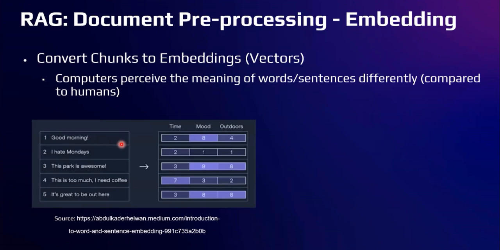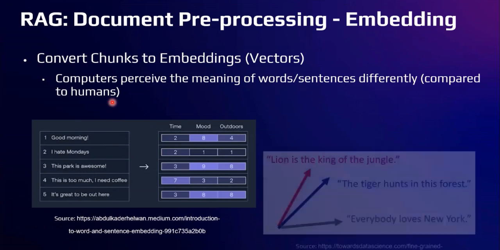We have a series of phrases down here, and we can see that there are these 3 dimensions: time, mood, and outdoors. We are converting each phrase into a series of 3 numbers, so each phrase will have a different series of numbers. In reality, these phrases will have vector representations that could be hundreds or even thousands of numbers. It really depends on the type of embedding model that's used to convert the chunks into these vectors. But we are not going there today. That's a bit more technical.